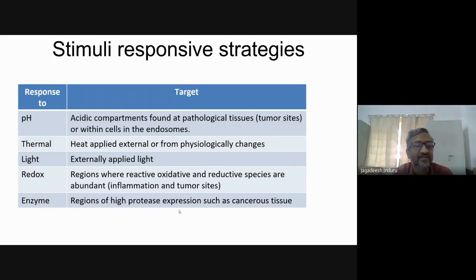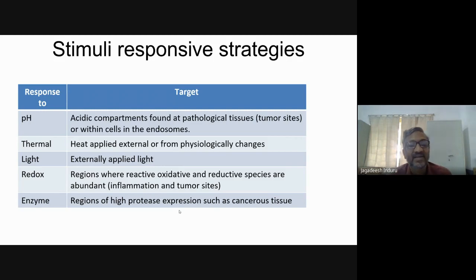Internally induced means the tumor or target organ itself has a slightly higher temperature compared to regular tissue because of the more cell growth. Or we apply an external stimulus, which cannot be used for interior tumors, but we can apply it for exterior tumors which are accessible.